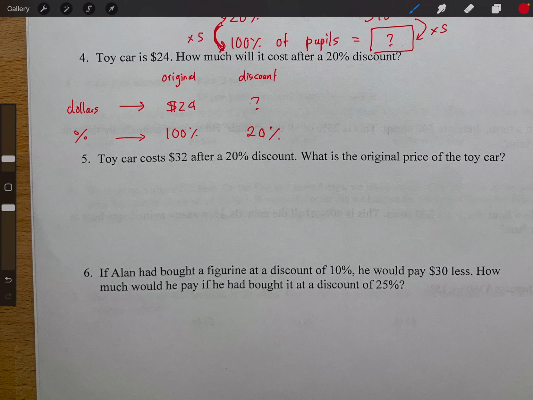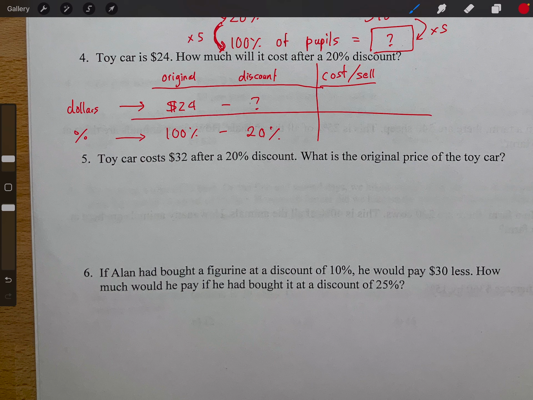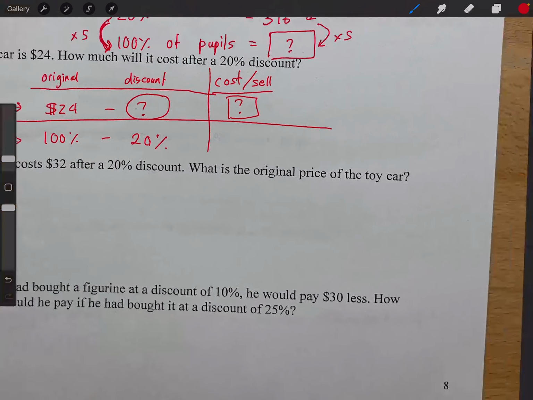So, original price minus the discount will give us how much it will cost after 20%. So this is the cost or the sale price. How much we sell it for. Okay, so the original price minus the discount will give us the cost price or the sale price. Now we need to know what this is. So we need to figure out the discount amount, and then we can figure out the cost price.